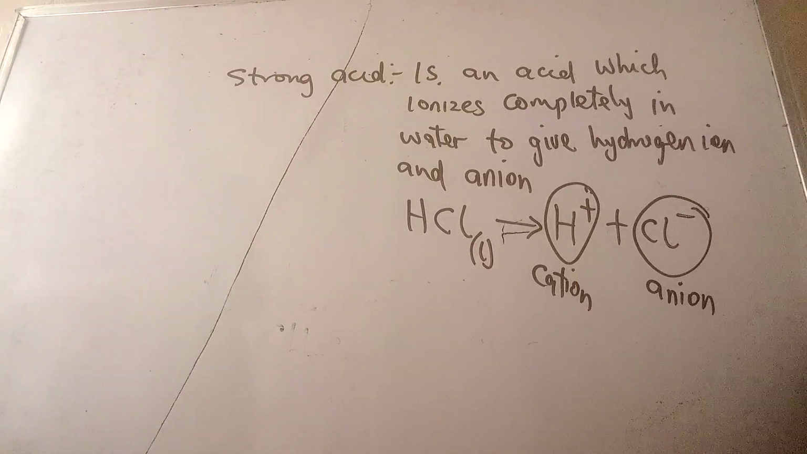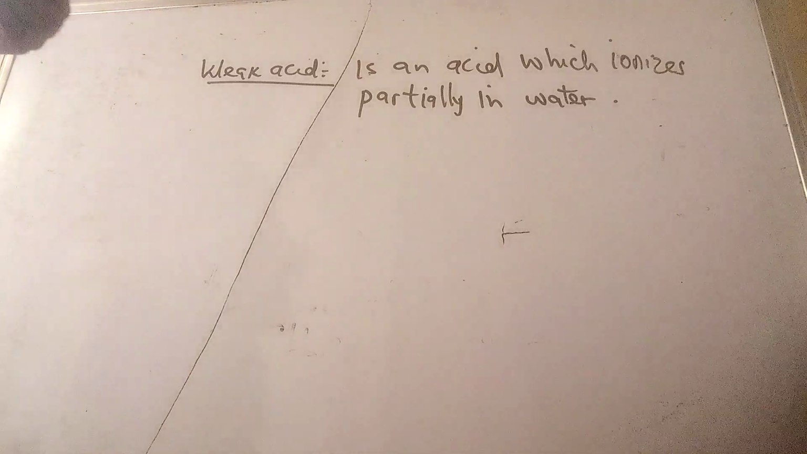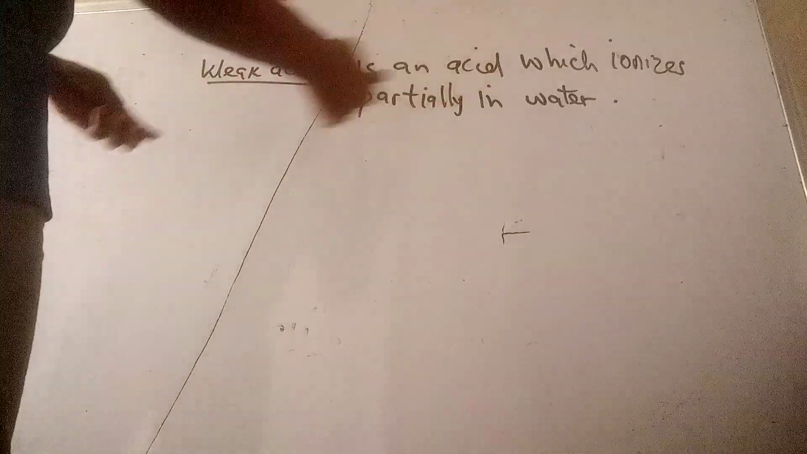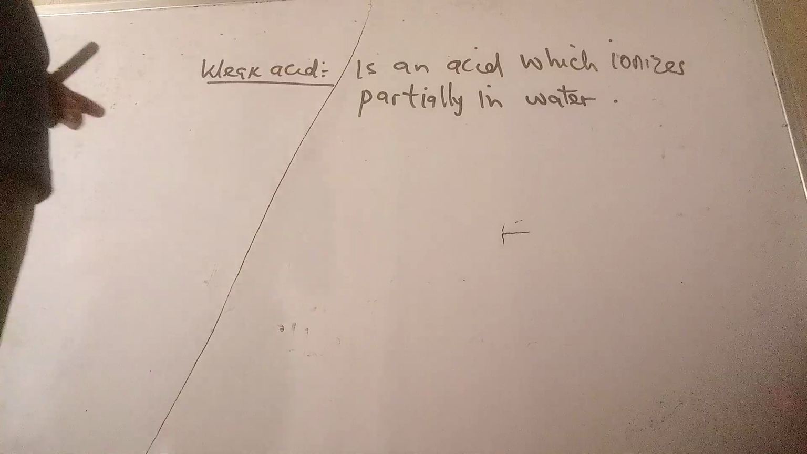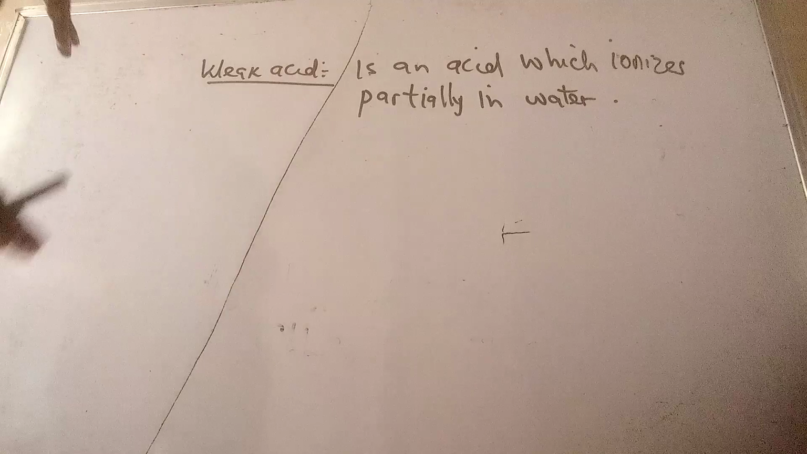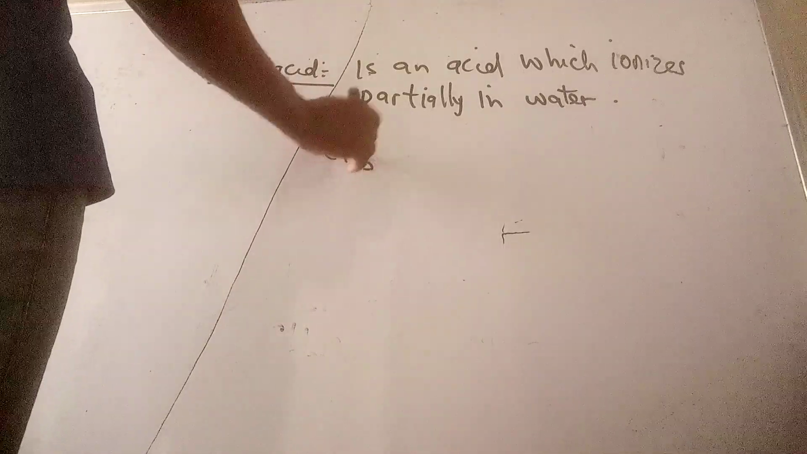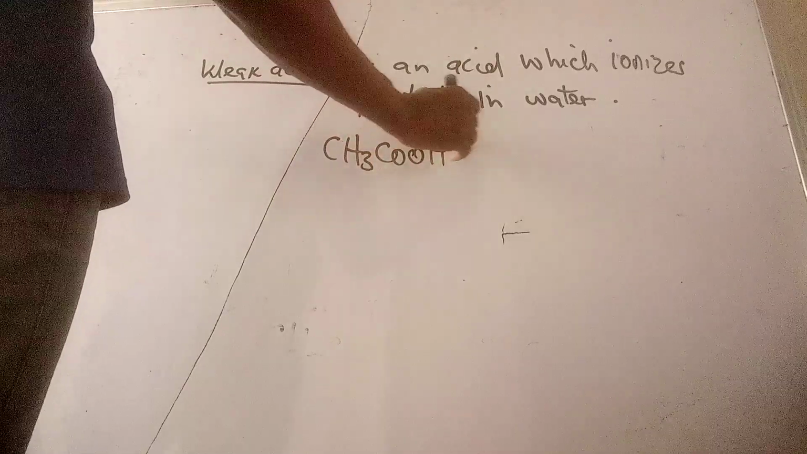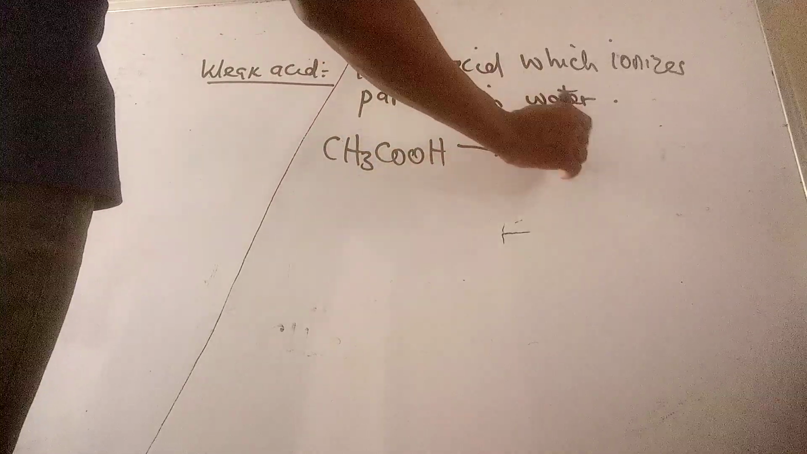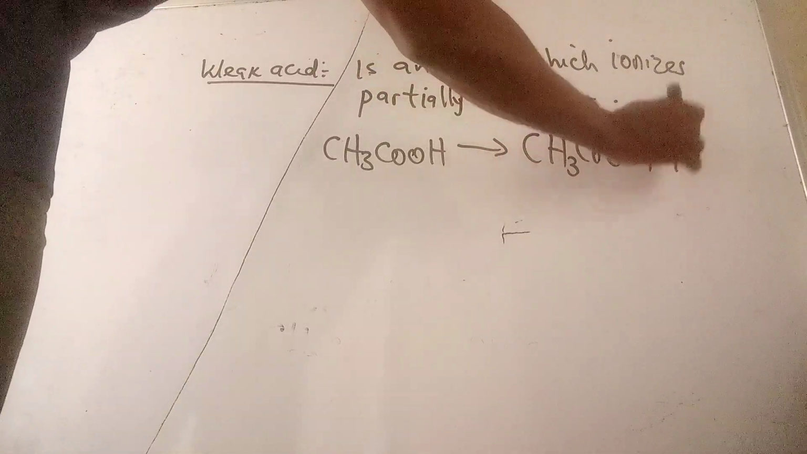What will be a weak acid? Let us check that. Now, a weak acid is an acid which ionizes partially in water. What does that mean? It means that some hydrogen will not ionize, like we saw in ethanoic acid the other time. Ethanoic acid is a weak acid, so when it ionizes, it gives this negative part and this positive part.